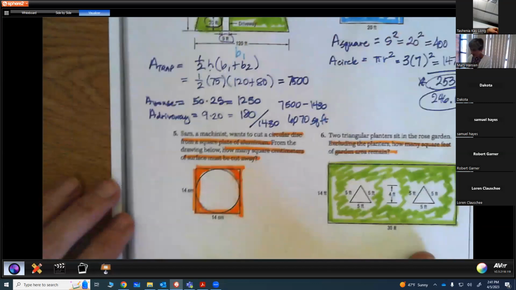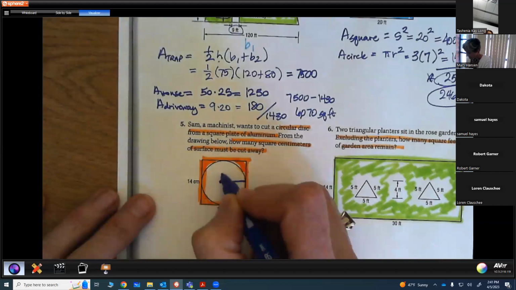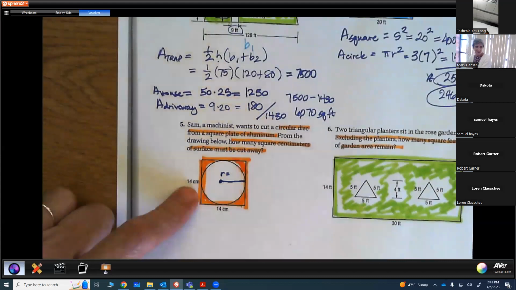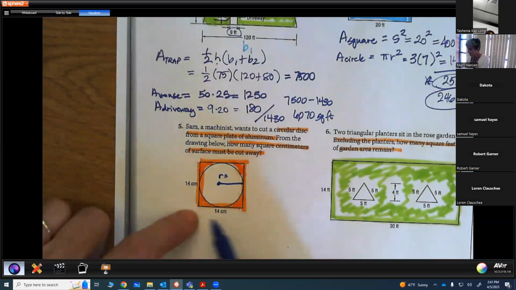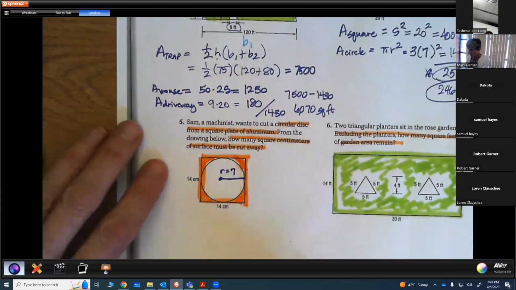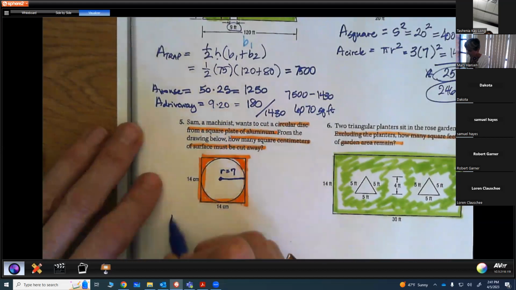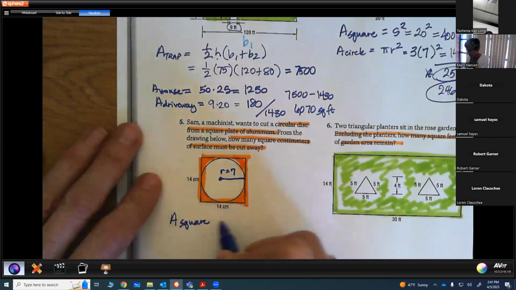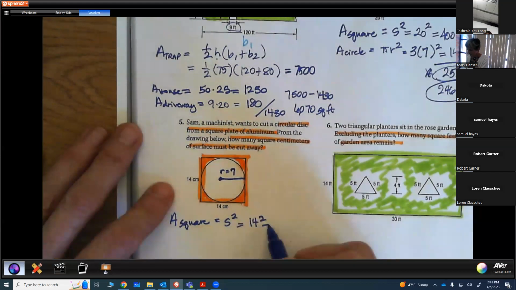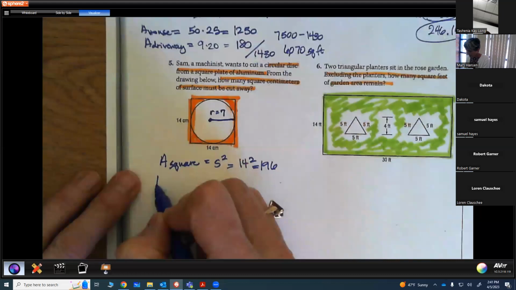So 5 is pretty much the same, except we've got to find our own radius. I'm not sure I put the center of my circle quite in the center, but we'll assume it's in the center, and it would be half of this 14. So our radius would be 7 again. And this time we're calculating just these orange edges, what we're going to cut off. So we need to find the area of the square, which is S squared, or side squared. I got 196. Yep, 14 squared is 196. And then we're going to subtract off the area of the circle.